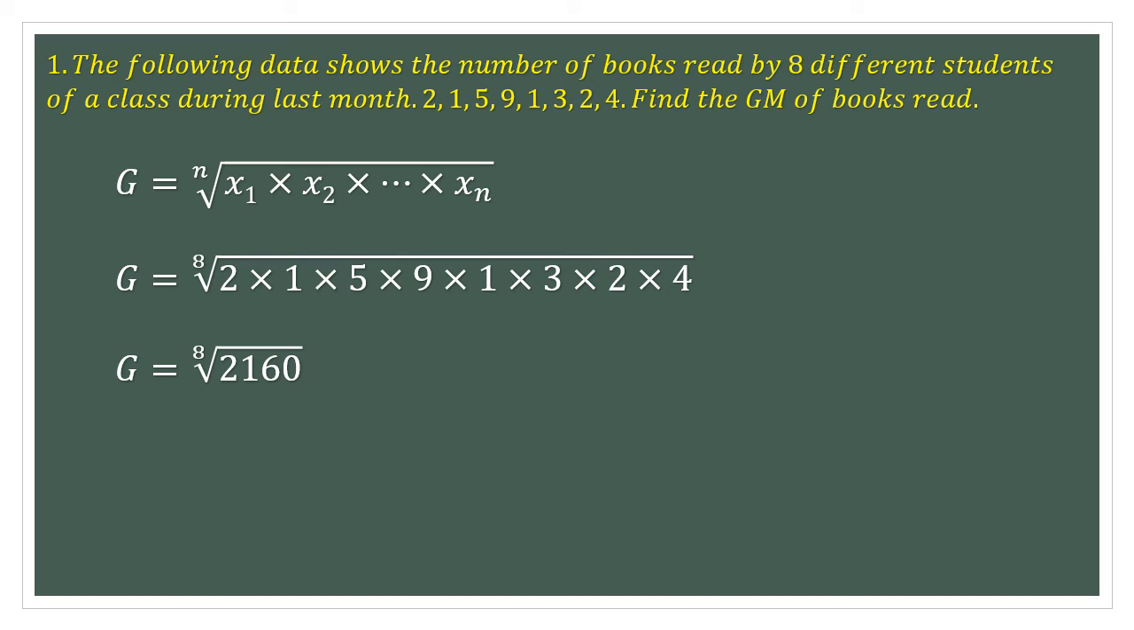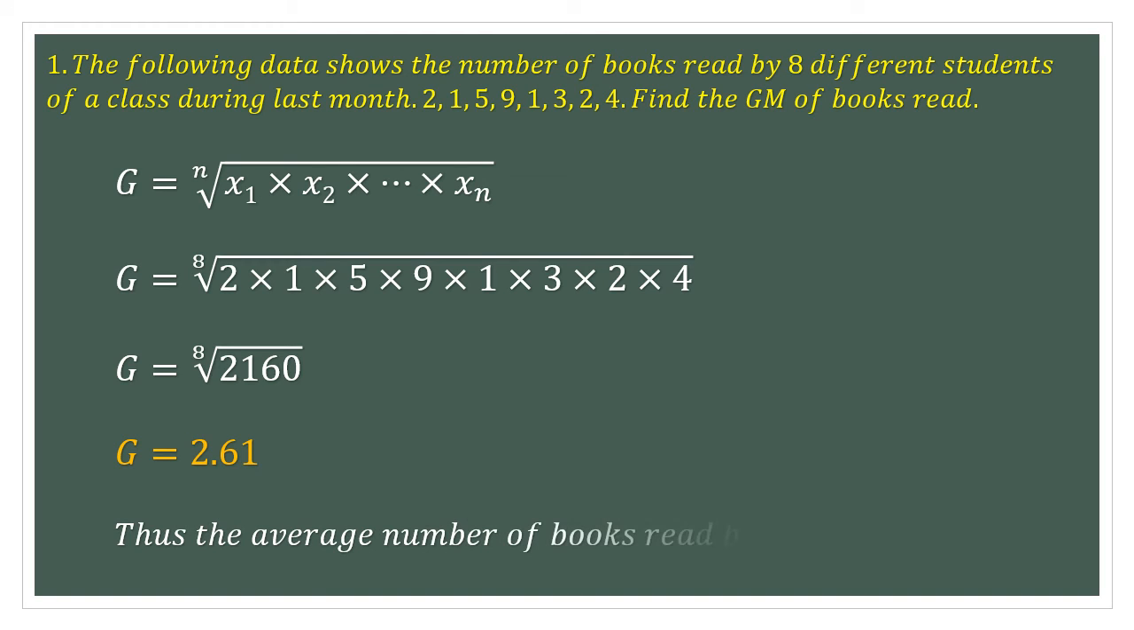How to calculate the 8th root? Press your square root button on the calculator 1, 2 and 3 times. That is, 2 2s are 4, 2 4s are 8th root. So 1, 2, 3 and your answer will be 2.67. So the geometric mean of the books read by 8 students during the last month is 2.67 books. The average number of books read by a student in the past month is 2.67 books. Actually this concept is a very easy concept.